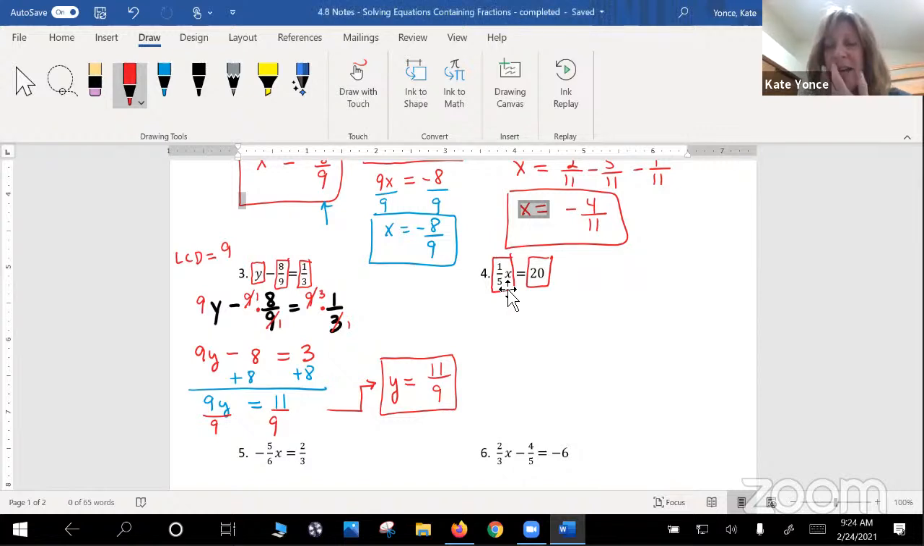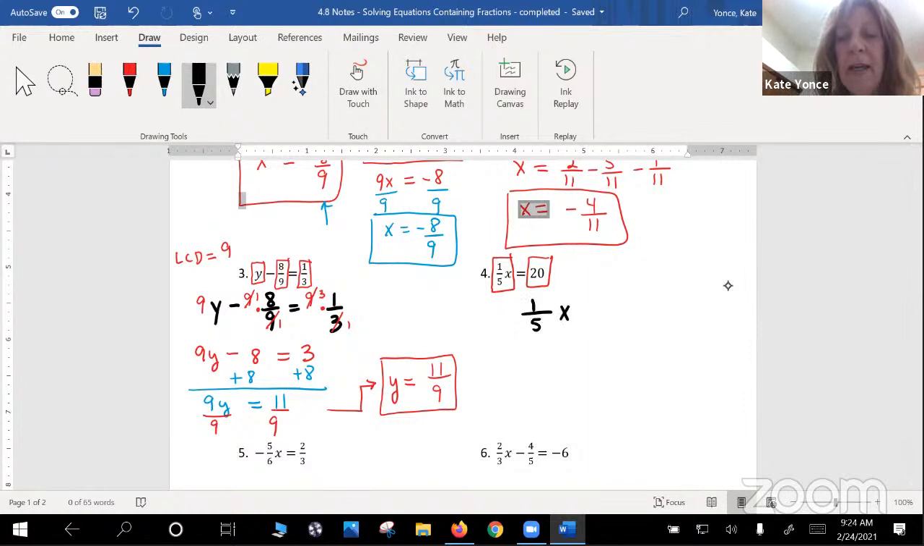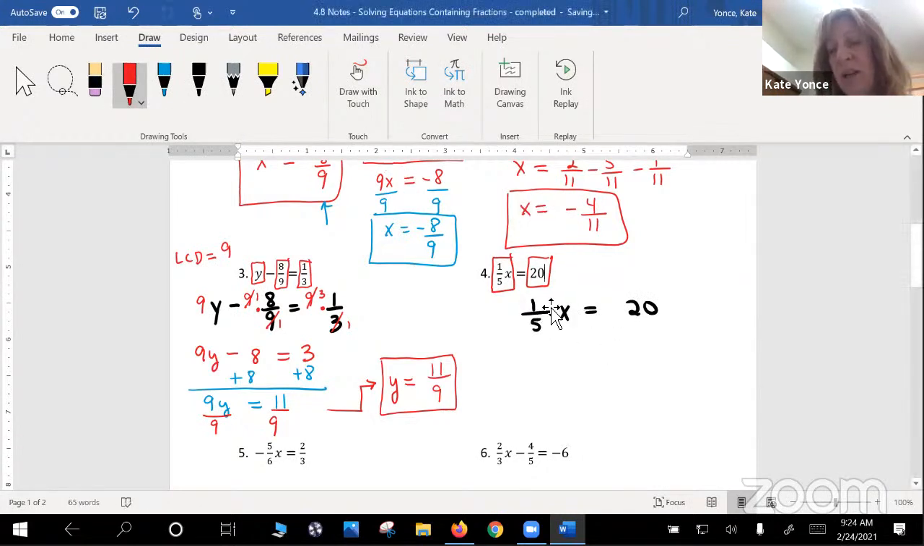What'd you say, Erica? 5. Yeah, if you only have one fraction, then that's the only denominator you're trying to get rid of, right? So we'll just pick 5. If we have more than one fraction, then we have to find the LCD. But if we only have one fraction, we get to pick that. So 1/5 x equals 20, and we're going to multiply by 5. And remember that we would have done that anyway. We learned how to do this before.